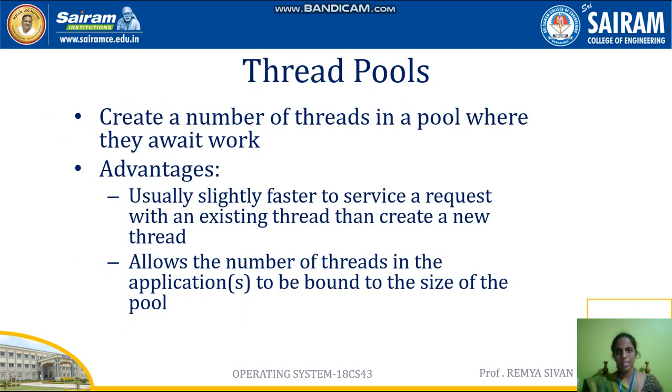Next one is thread pools. Creating a thread or cancelling a thread in between is a big overhead. So to avoid that problem, whenever the process is created, at that time it creates a number of threads and keeps them in a pool. The advantages: it is usually slightly faster to service a request with an existing thread than to create a new thread, and it allows the number of threads in the application to be bound to the size of the pool.